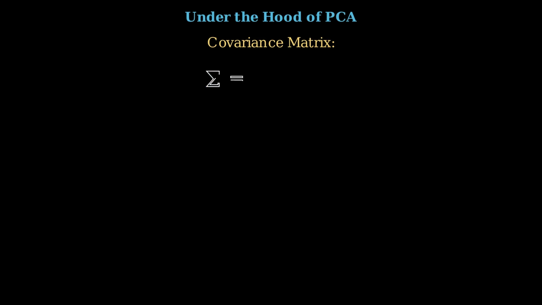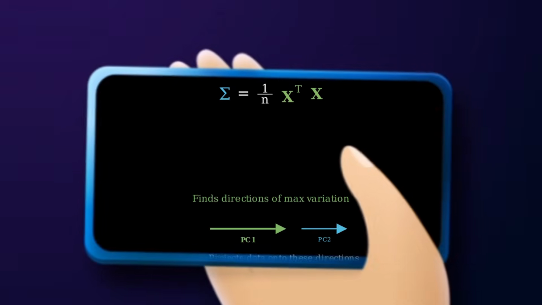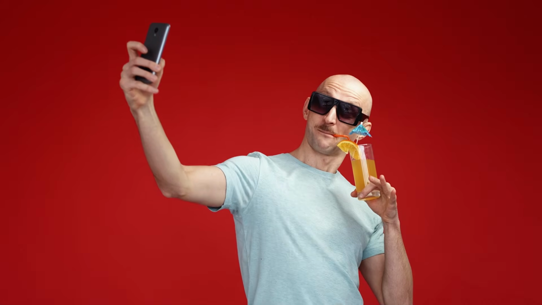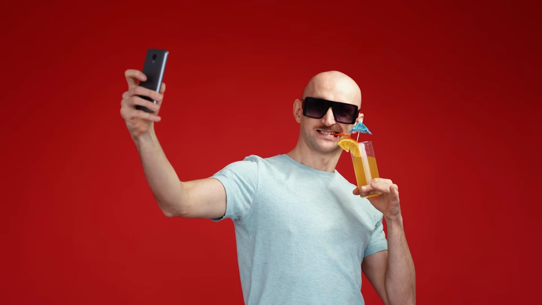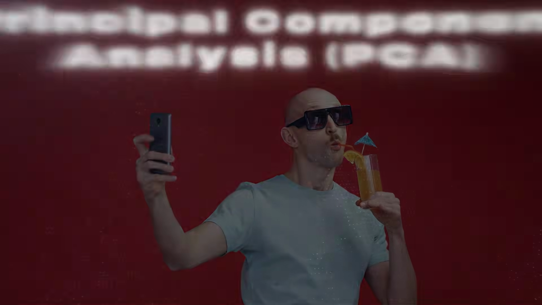Under the hood, PCA computes something called the covariance matrix. This matrix helps figure out which directions in the data have the most variation and projects the data onto those directions. It's kind of like taking the perfect selfie. You find the best angle with the best lighting that captures you in all your beautiful glory.